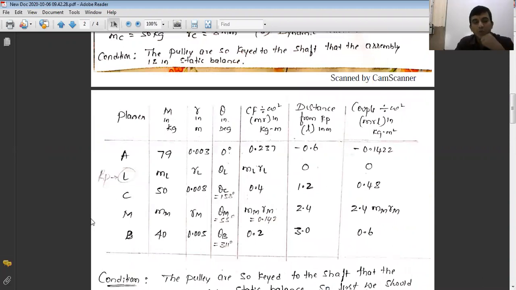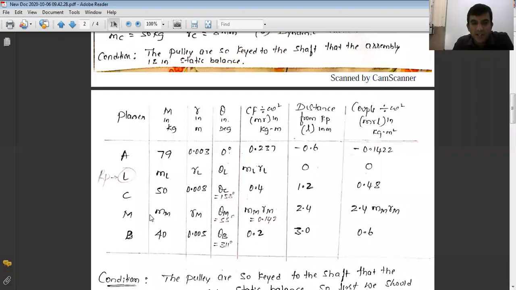Okay, now two planes are there, and two counter masses are there, located on plane L and on plane M. So make the corrections. I hope you are understanding. Yes, give me a response. Yes, sir. Okay, thank you, guys.